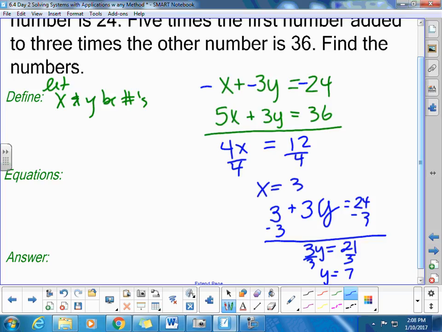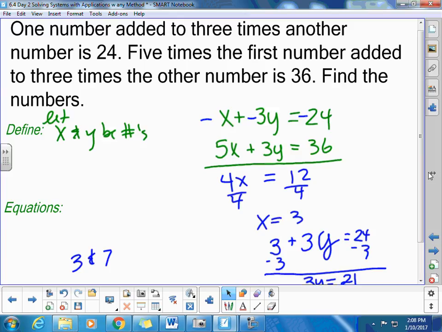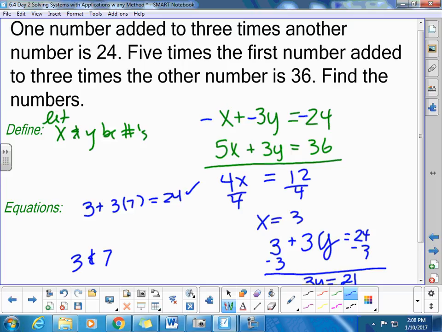So let's just think about it. We have 3 and 7. Now let's just see if they make sense in both equations. One number added to 3 times the other is 24. That's the one that we did and checked, right? So this would be 21 plus 3 is 24. And the other equation is 5 times the first number plus 3 times the second number is 36. That would be 15 plus 21 is 36, which is also true, so we are good. So our numbers are 3 and 7.